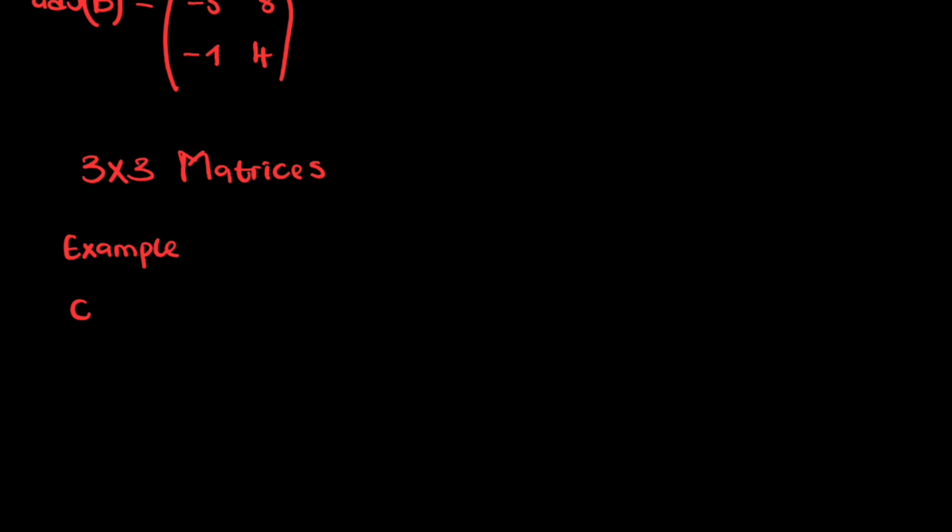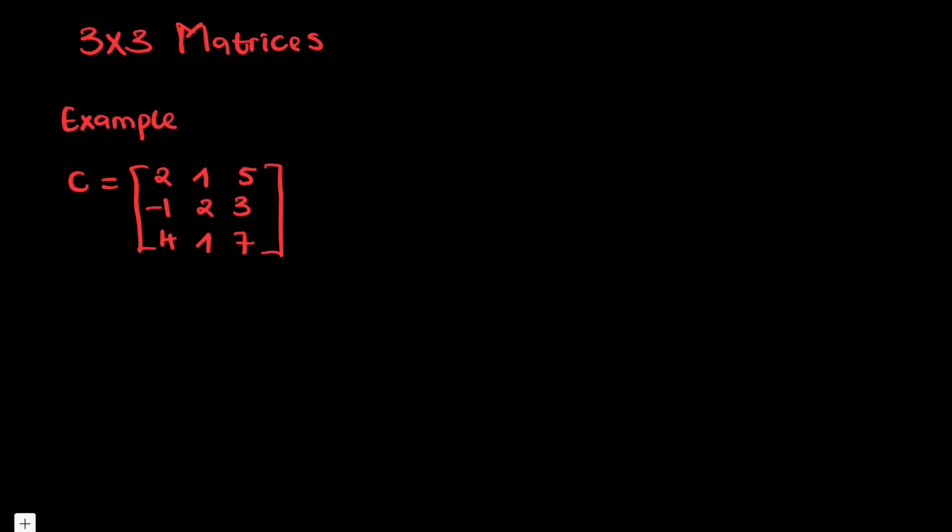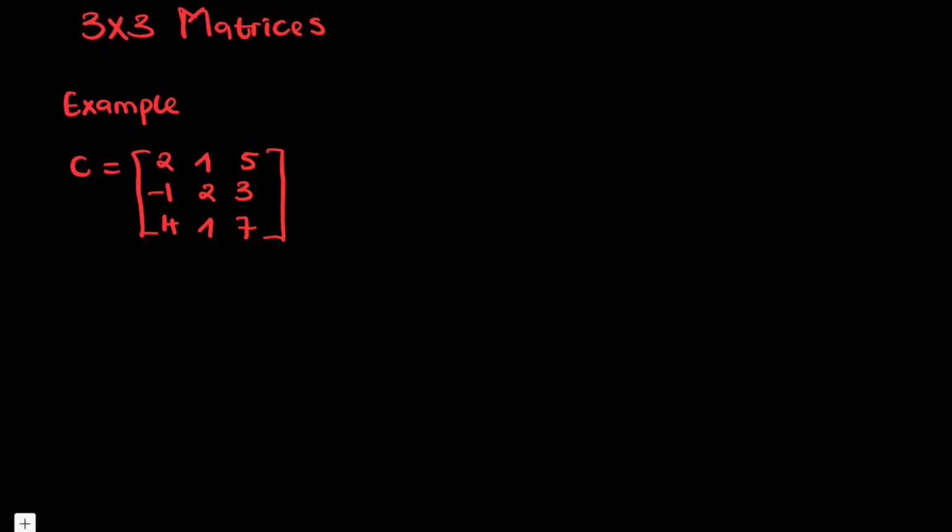Let's say we have C is equal to 2, 1, 5, minus 1, 2, 3, and 4, 1, 7. So here we cannot just do it like we did for 2 by 2 matrices. So this has another step.